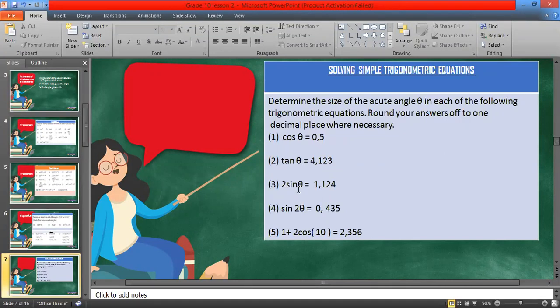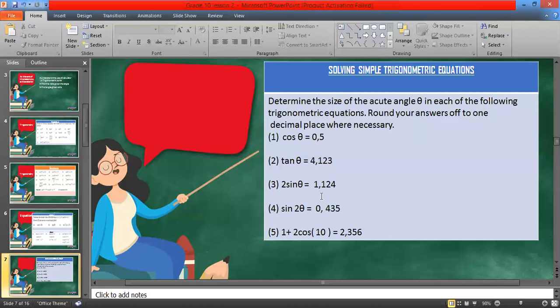Okay, so number 3, if we have 2 sine theta equals 1.124, the question is find the value of theta. What is the value of theta if 2 sine theta equals this amount? How are you going to do that? First you have to move these 2 away. You have to transpose these 2. You have to move this to the other side. You have to divide both sides by 2. If you do that, you're going to have sine theta equals 1.124 divided by 2.